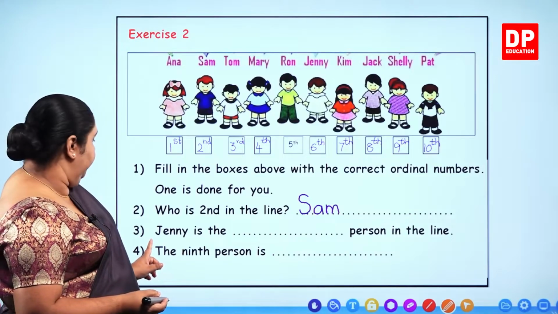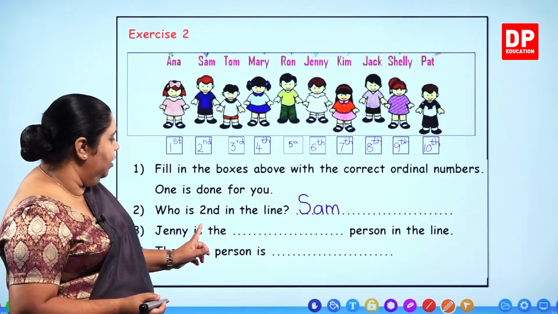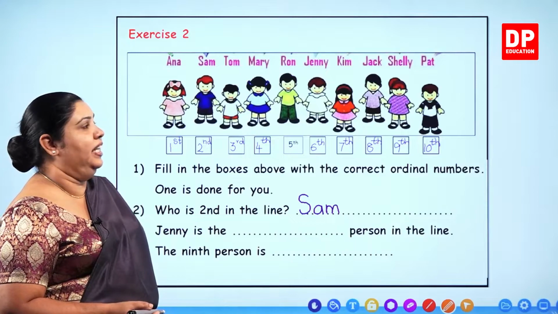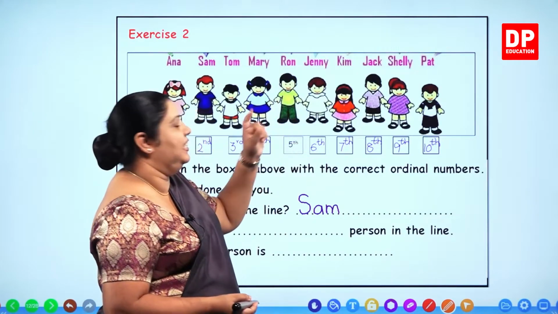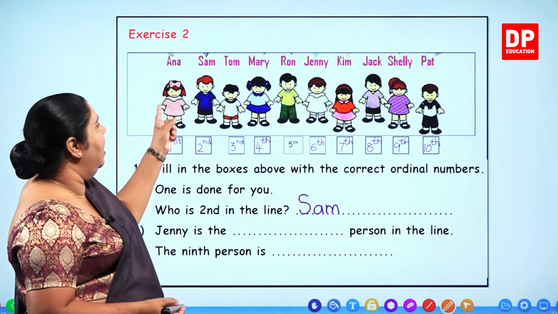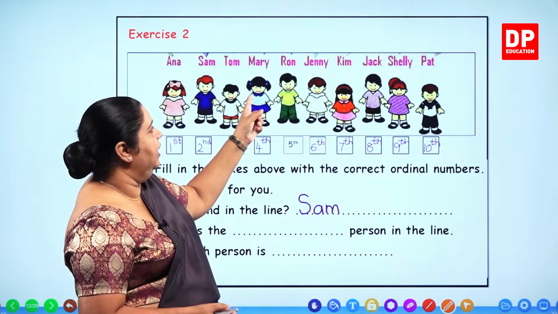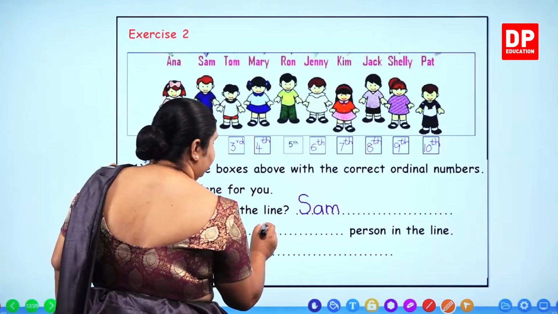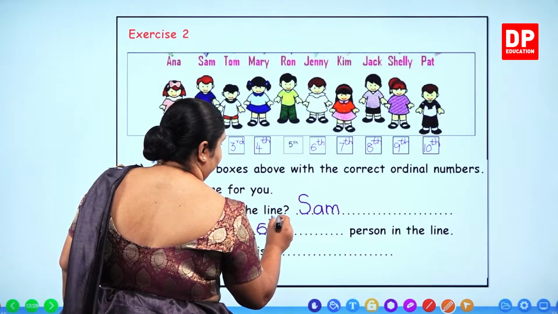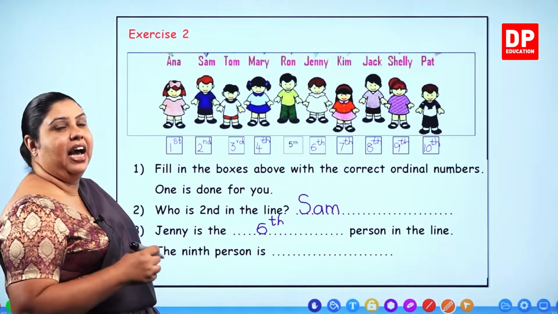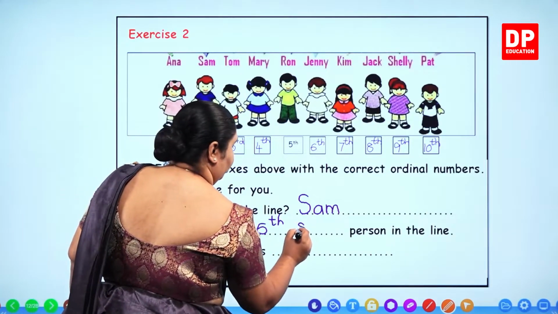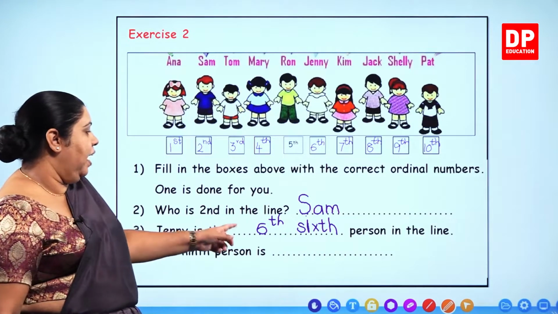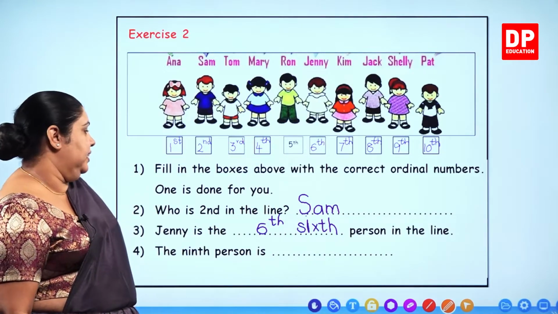Okay? Number 3. Jenny is the blank person in the line. Now where's Jenny? We have to find Jenny. Jenny is the 6th in the line. Can you see? This is Anna, Sam, Tom, Mary, Ron, Jenny. Jenny is the 6th. So you can either write 6 and TH, or you can write SI like this, or you can write SIXTH, 6th. Either you can write it with the number, or you can write it in letters, the word.